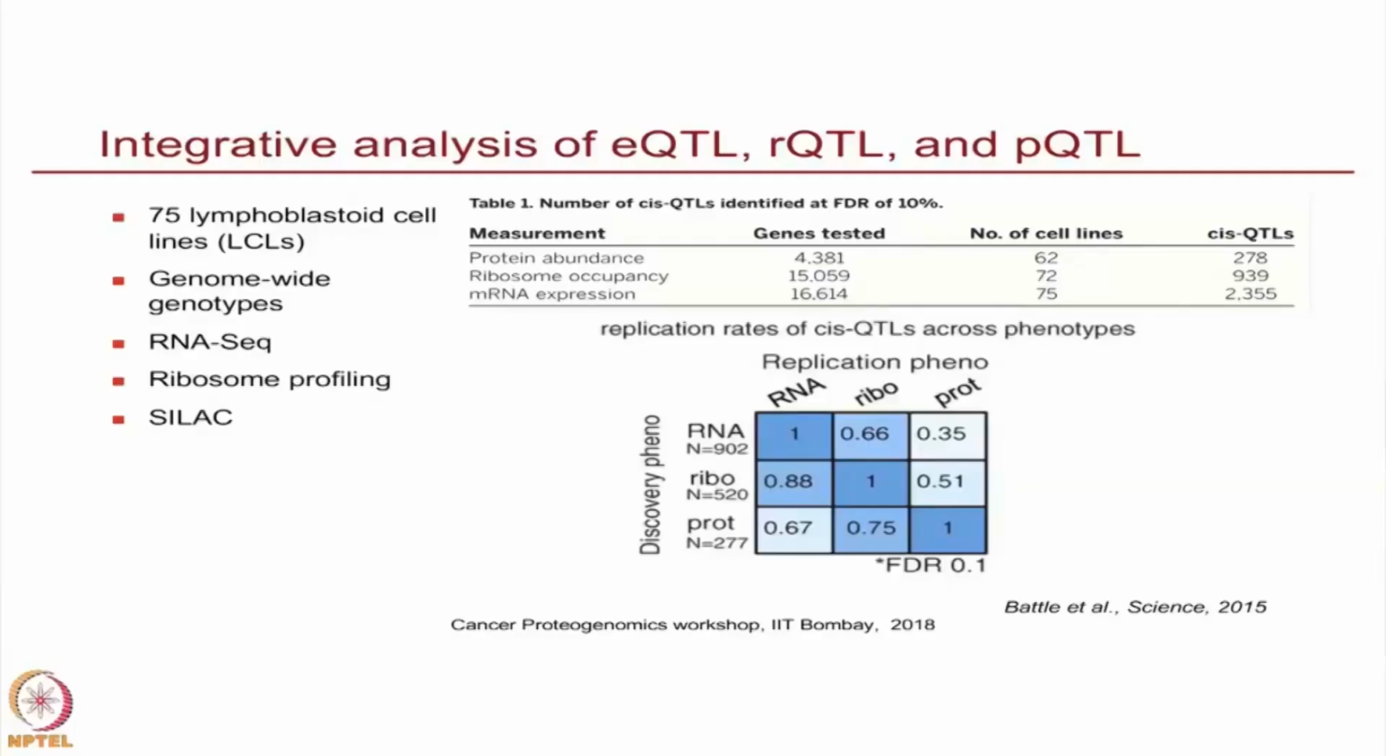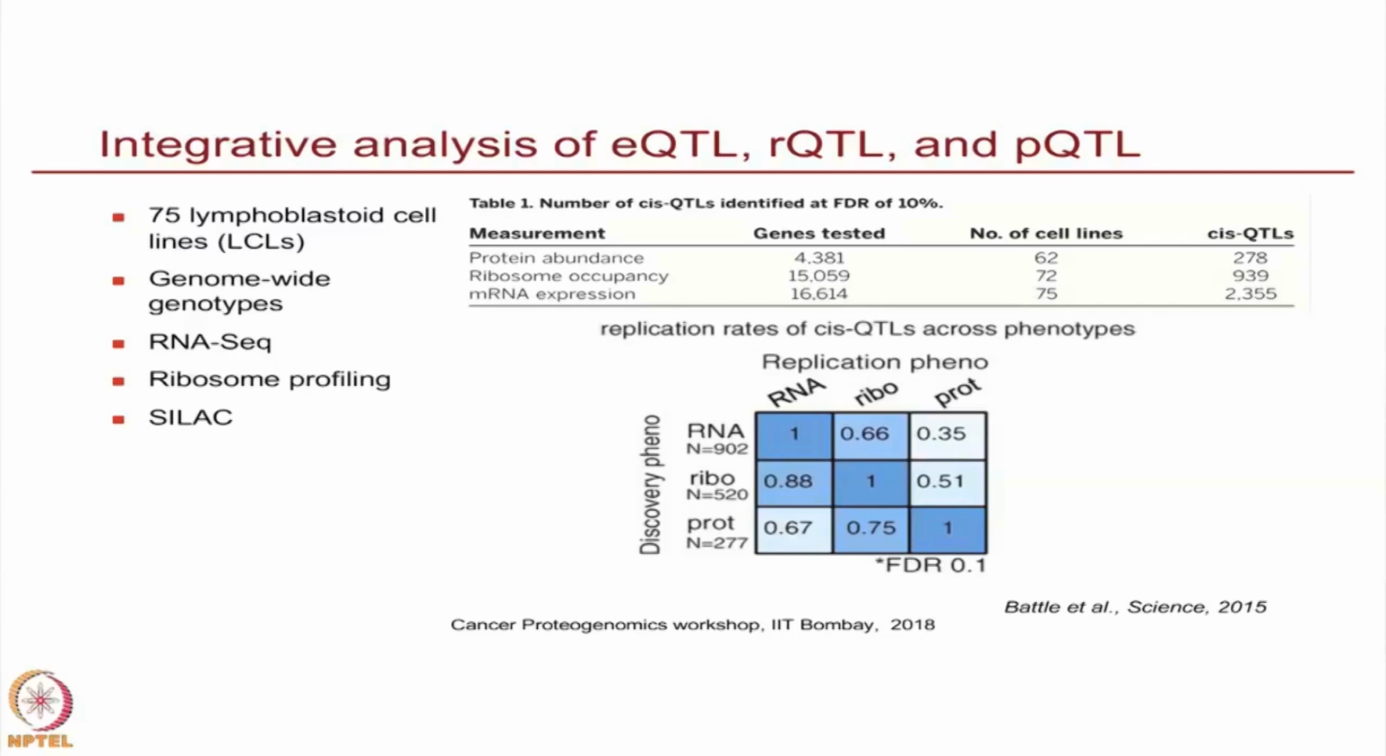But they found, for example, if you look at the RNA, of course, RNA is one, but only 88% of the eQTLs can be replicated in the RiboSeq experiment, the rQTL level, and only 67% can be replicated at the protein level, the pQTLs. So this basically indicates not all the eQTL effects are reproducible at the pQTL level.